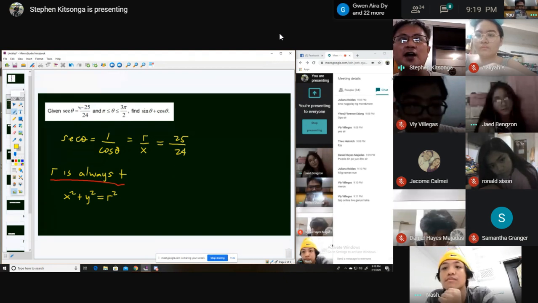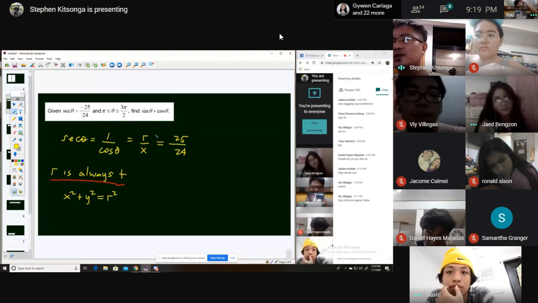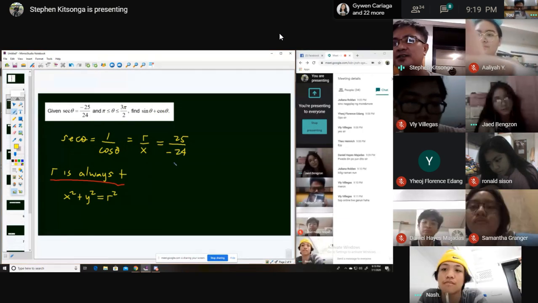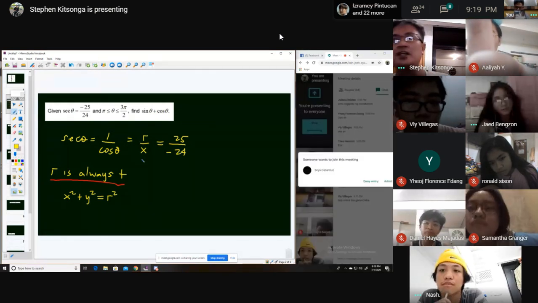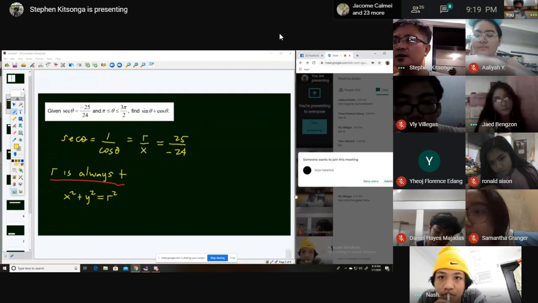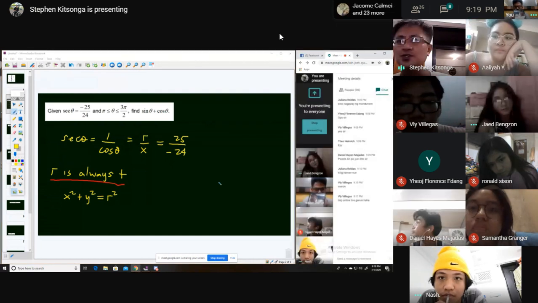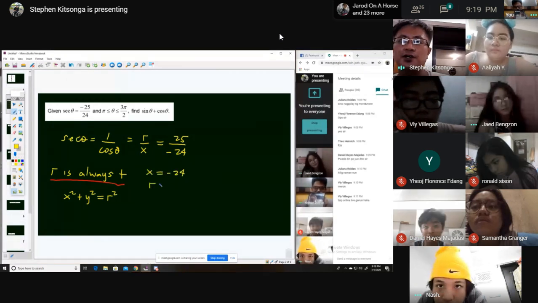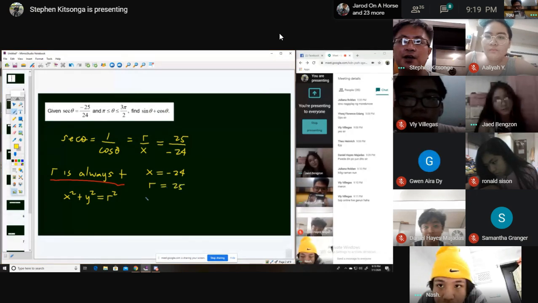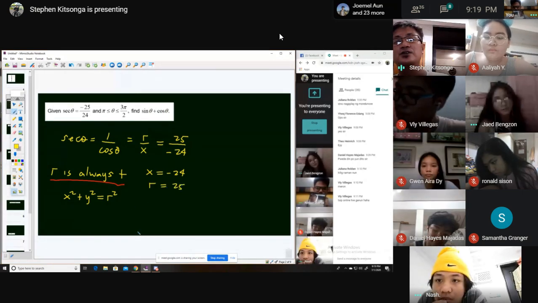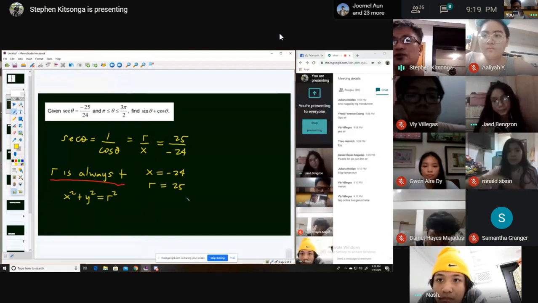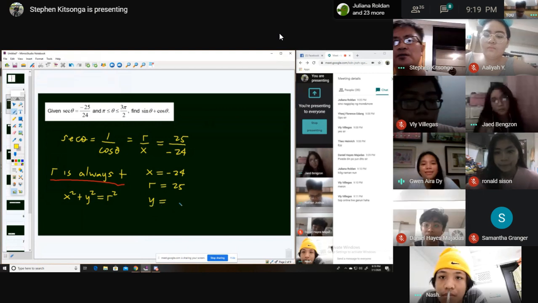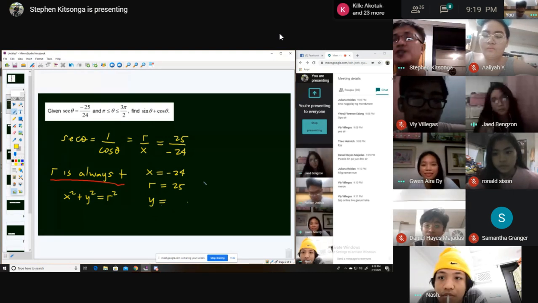So, kanino galing tong negative na to? Hindi yan kay r. Galing yan kay x. Clear ba yan dito sa baba? Remember, positive over negative is still negative. Nasusundan ba, guys? So, meaning, x is equal to negative 24 and r is 25. And dito papasok yung familiarity nyo with the Pythagorean triples. Kung sanay na sa triples, you actually don't need to solve. Kasi, ano yung ka-triple? Ano kaya yung missing y? Seven.